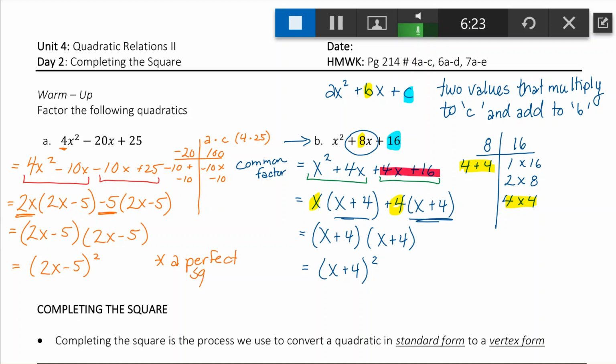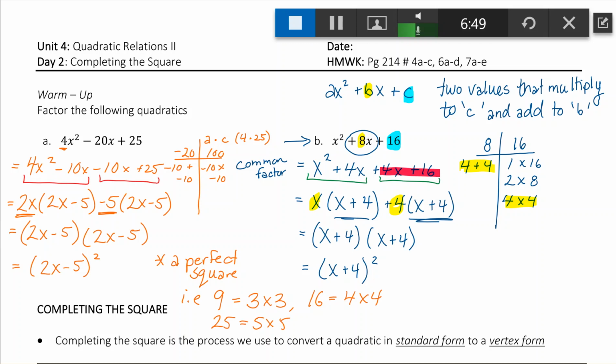Okay, what is a perfect square? Well, it's a value in which you take another factor and you multiply it by itself. For example, 9 is a perfect square because it's 3 times 3. 16 is a perfect square because it's 4 times 4. 25 would be a perfect square because it's 5 times 5.